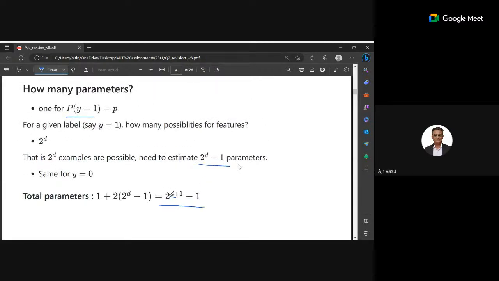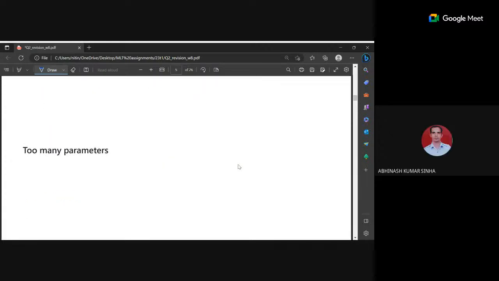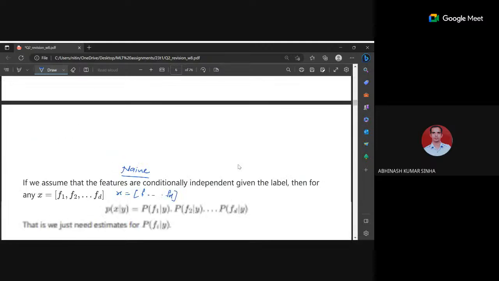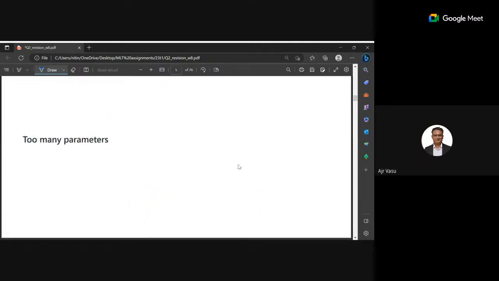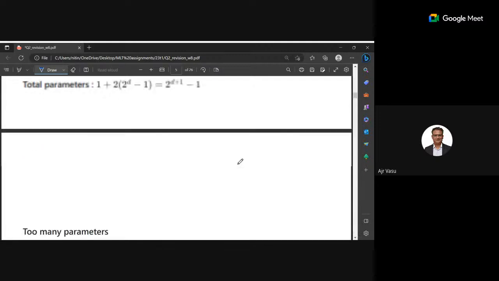Then 2 power d minus 1, into 2, right? Just replace that 2 with whatever number of classes. That's it. And this minus one will be one plus k into 2 power d. Correct. k into 2 power d minus k plus one or whatever.